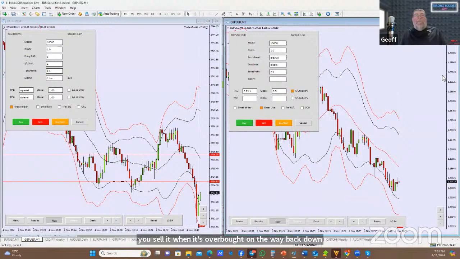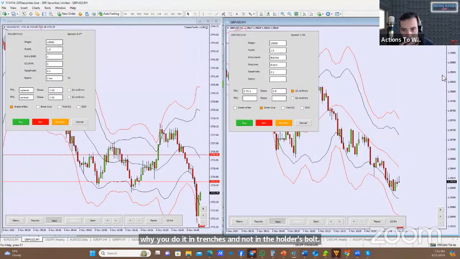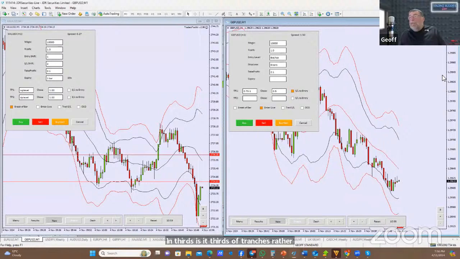Yes, no, I get that, but if you sell it when it's seemingly overbought, but it actually isn't, it just keeps going. Well, that's why I do it in tranches and not in the whole. So you've at least got something on the market. In thirds, is it thirds of tranches rather than half? Thirds, mate. Thirds is best. So you've always got a third in.